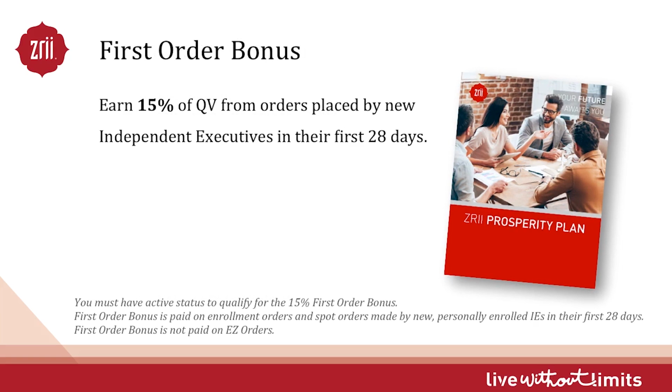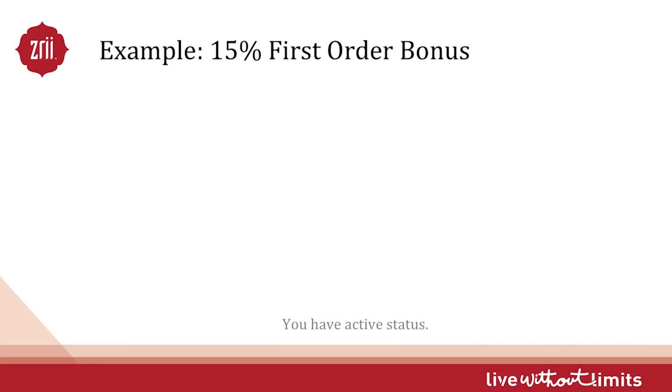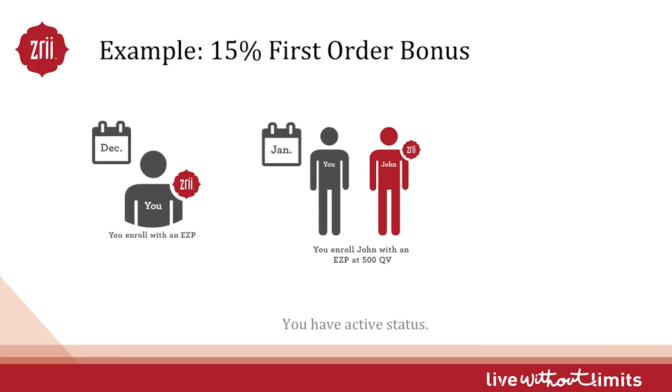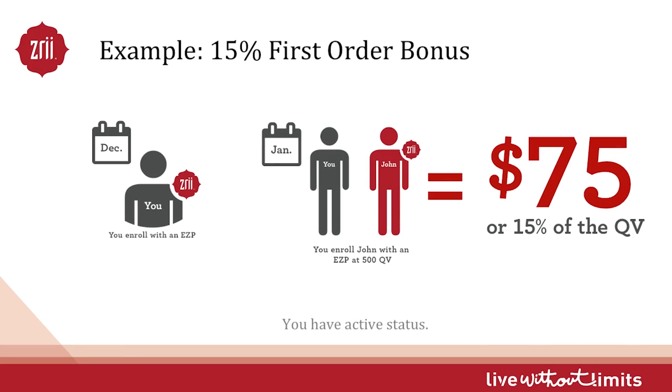Let's start with the first order bonus. Simply put, all active independent executives at Zrii are eligible to earn a 15% first order bonus on initial orders placed by new, personally enrolled independent executives within their first 28 days. For example, in December, you enroll with Zrii at the EZP level for 500 QV. In January, you enroll John on an EZP as well, also at 500 QV. You would earn a 15% first order bonus on John's order, or $75.